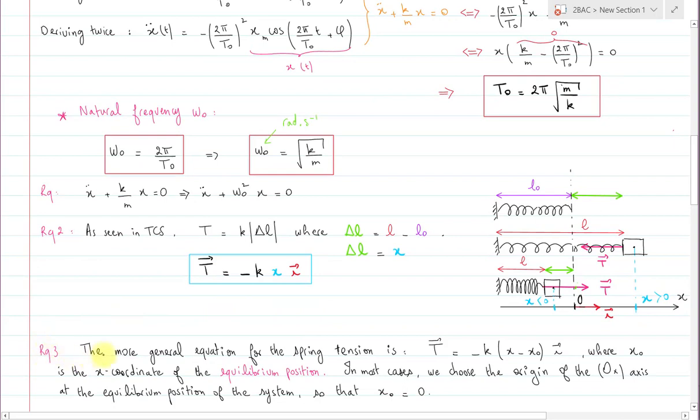The third remark is that the more general equation of the spring tension is T equals minus k times not x but x minus x0, where x0 is the x coordinate of the equilibrium position. In the normal case, in most cases, x0 is equal to 0, meaning that the equilibrium position coincides with the origin of the axis. But if that is not the case, you should know that we should replace x with x minus x0. But in most cases, x0 is equal to 0.